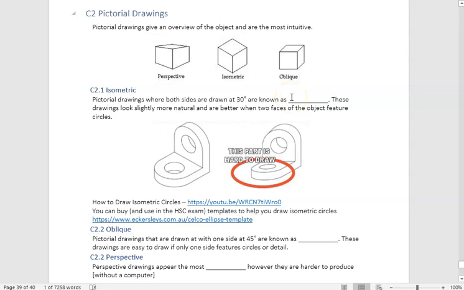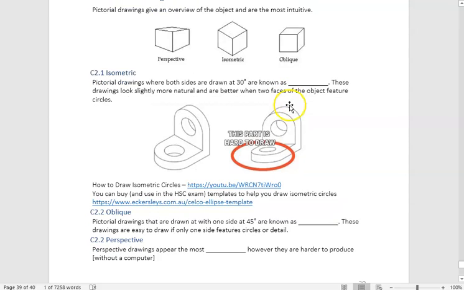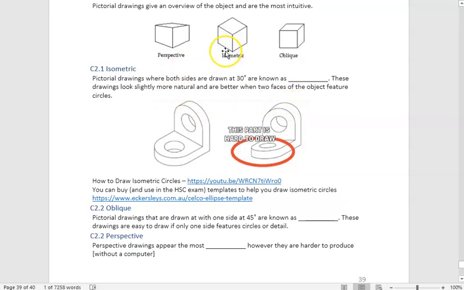Okay. Pictorial drawings give an overview of the object, and they're the most intuitive. When people look at these, they say, oh, it's a cube, right? Now, there's three main different kinds of pictorial drawings. We can draw perspective drawings, isometric, or oblique. Isometric drawings are drawn at 30 degrees on each side. Pictorial drawings, when they're drawn at 30 degrees, are known as isometric. It's written above. You can just copy it.